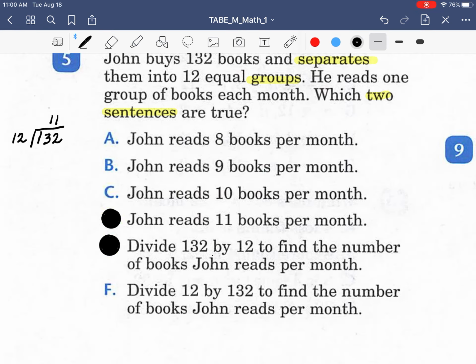When it says by 12, this is the divisor. And that's what we want, the 12 as the divisor. So for number 5, you need to mark both D and E.